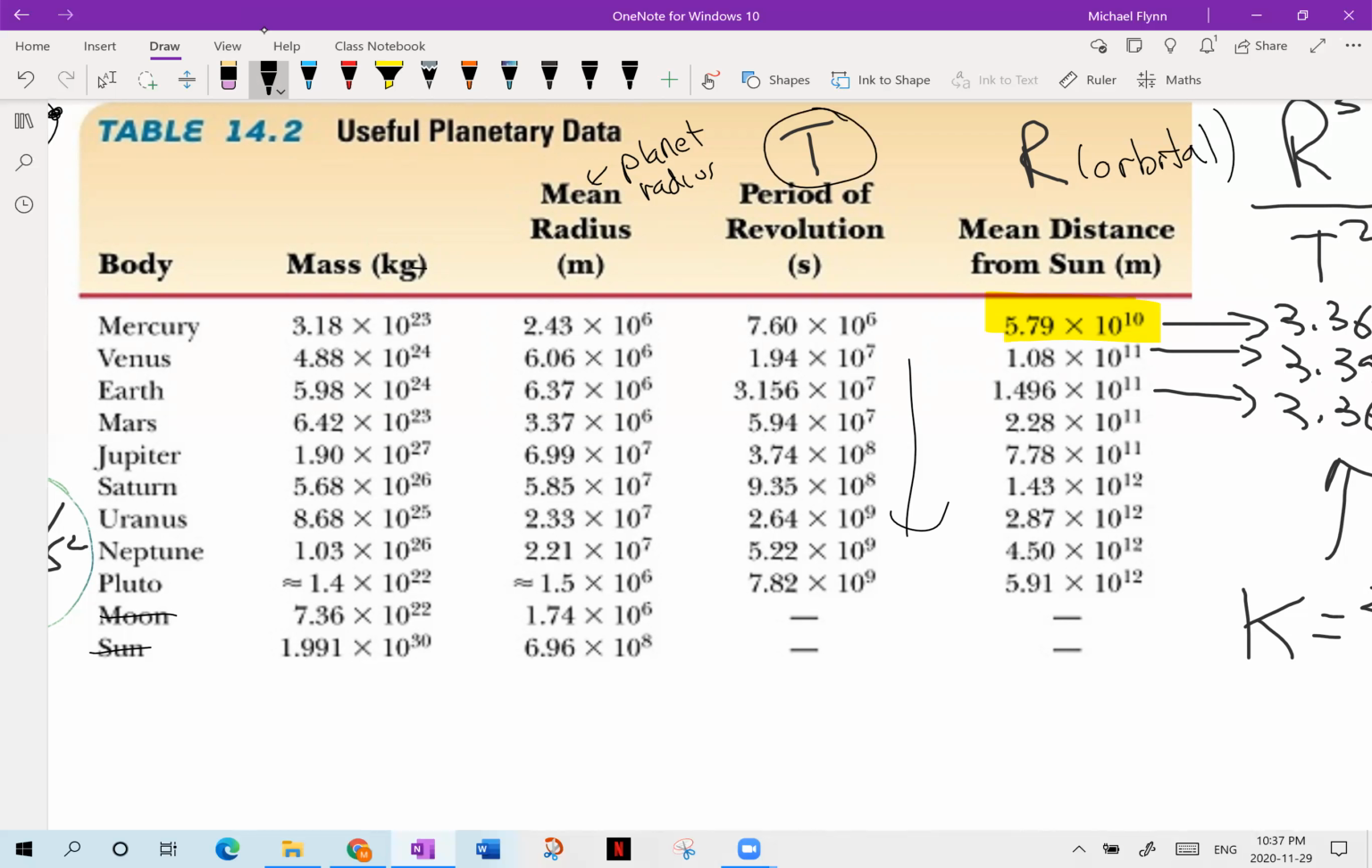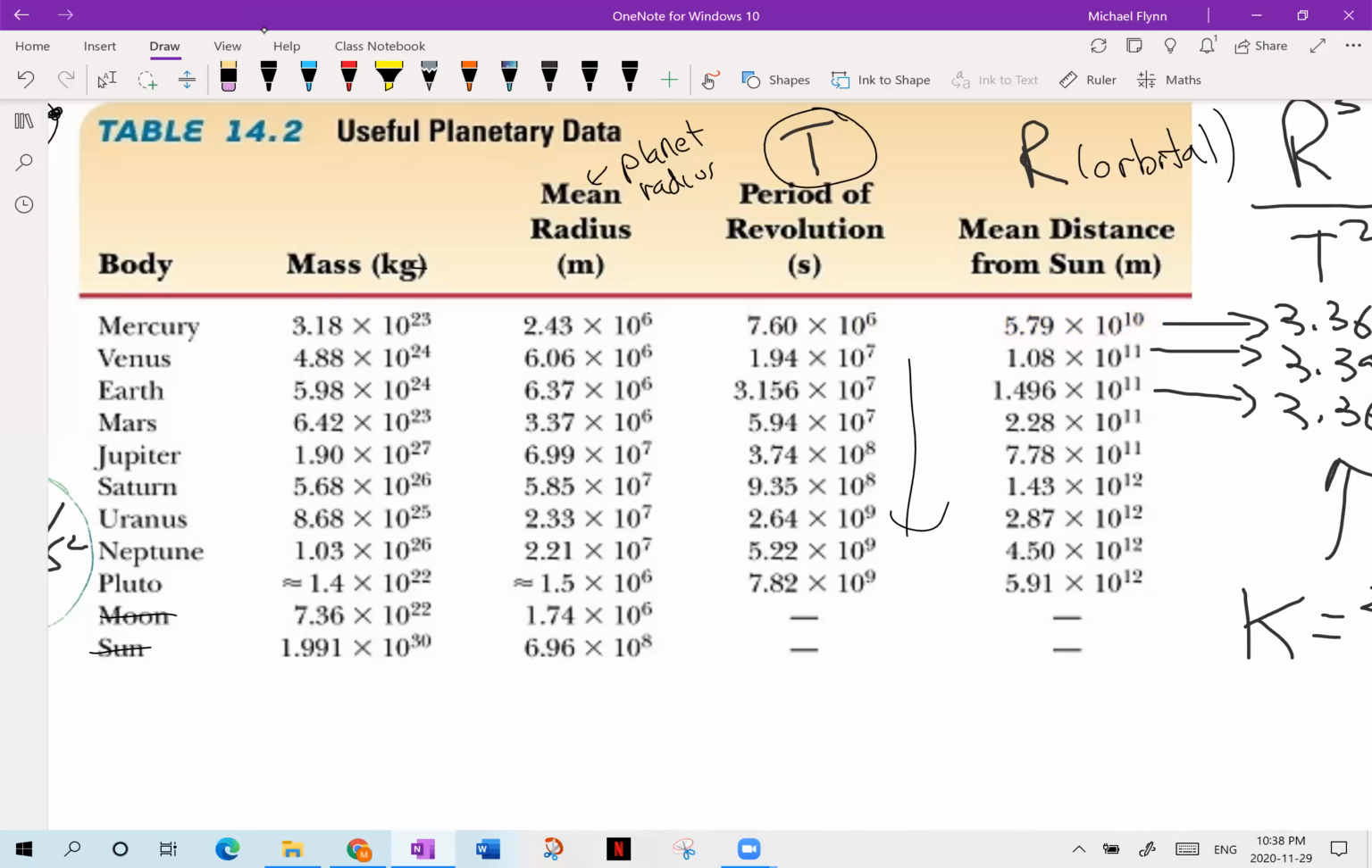For example, if I were to take the highlighted value for Mercury here, 5.79 times 10 to the 10, and this is the period, and go R cubed over T squared. I'll use my calculator. I go 5.79 times 10 to the power of 10. I'm going to cube that number, and I'm going to divide it by 7.6 times 10 to the power of 6. And I'm going to square that number, and I press equals, and I get 3.36 times 10 to the 18.